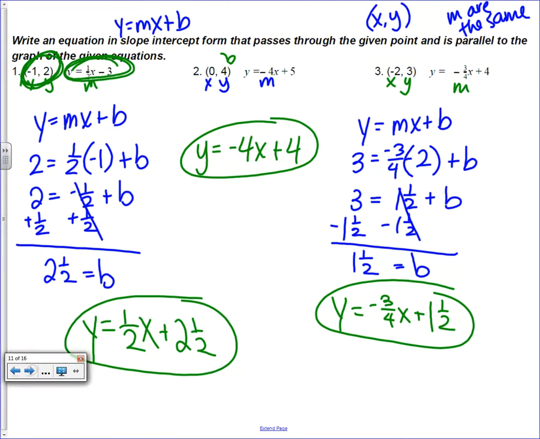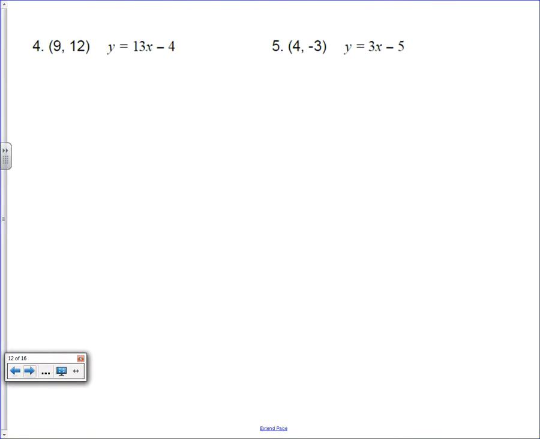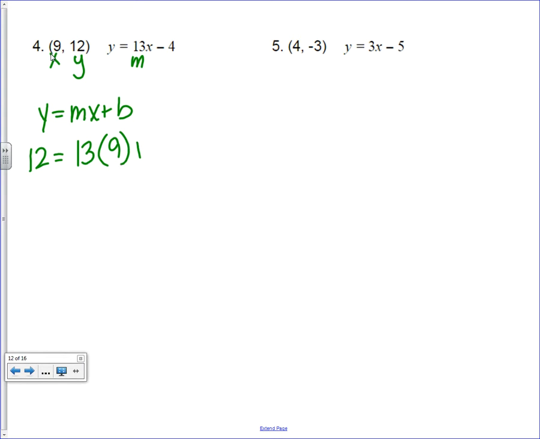Number 4. And I'm up to Braden now. Braden, what's the 9 up there? And what's the 12? What's my m? Okay, so now I'm going to plug it all into y equals mx plus b form. Braden, what's the y? Equals, what's the m? Okay, leave the x off, just the number, which is 13, right? And then what's the x? Awesome, and I'm trying to find the b.